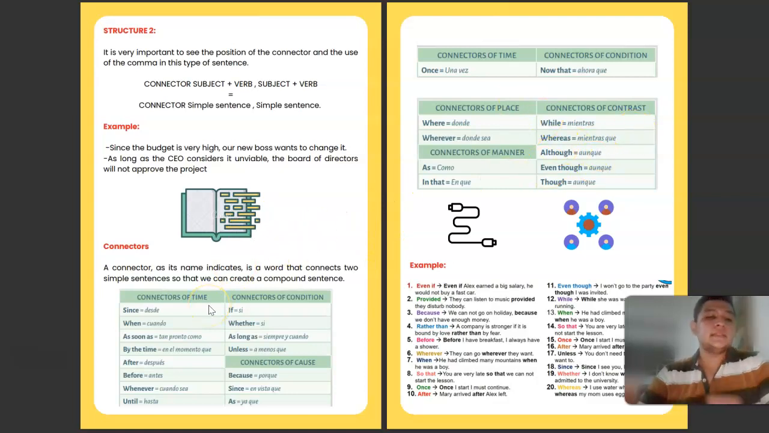For example: since, when, after, before, until, if, as long as, because, once, now that, where, wherever, while, although, and others. In this part, there are examples for connectors. For example, even if Alex earned a big salary, he would not buy a fast car.